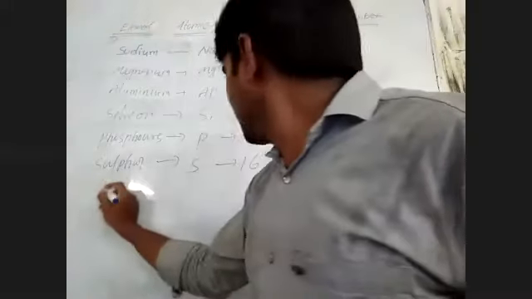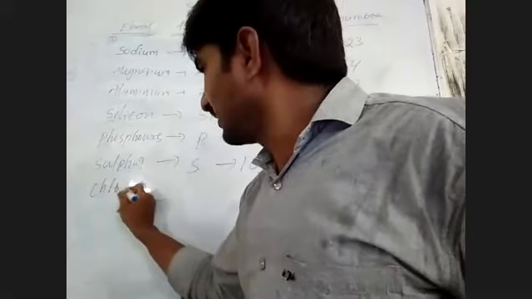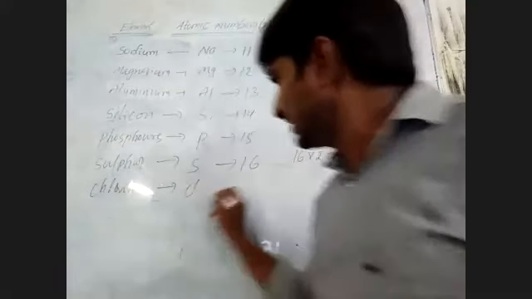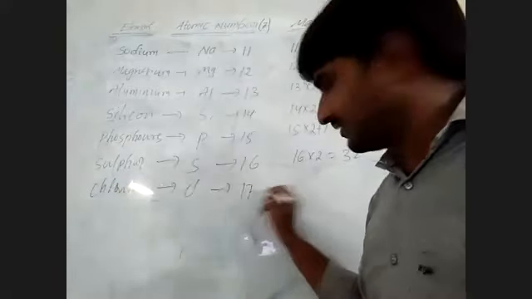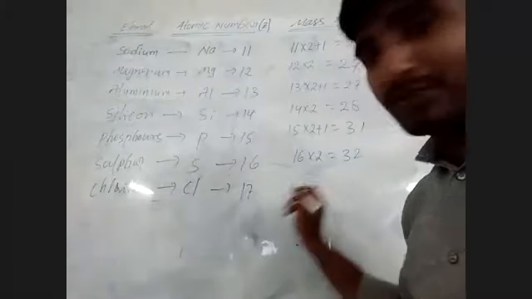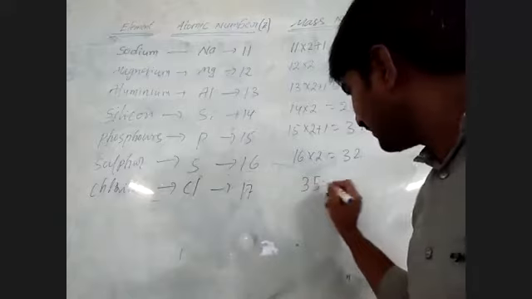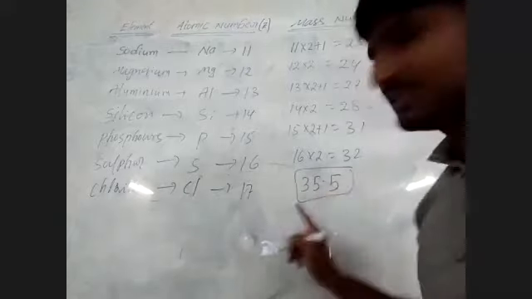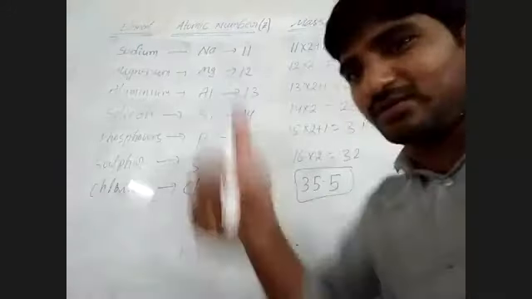Next, chlorine. The chlorine symbol is Cl. Here Cl is 17. Atomic number is 17. 17 twos are 34. But here is an exception: 35.5. This is the only exception. Remember this most important value. Okay. Right. Next one.